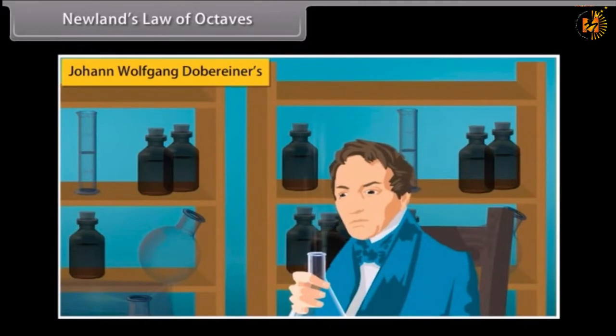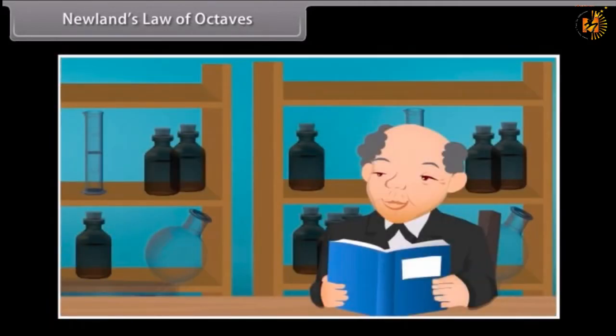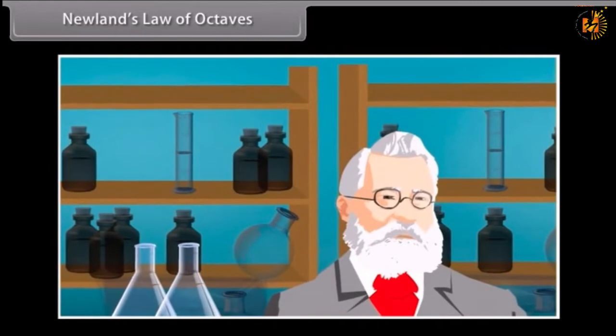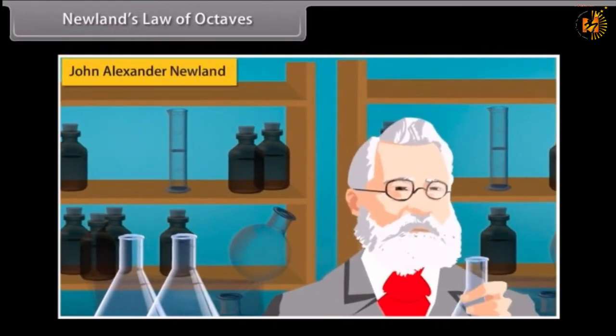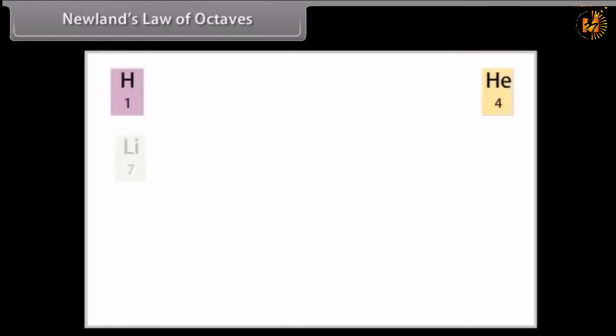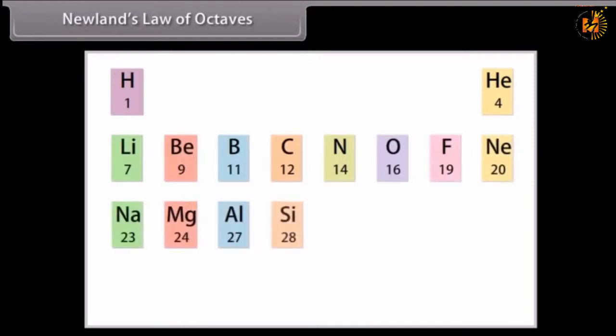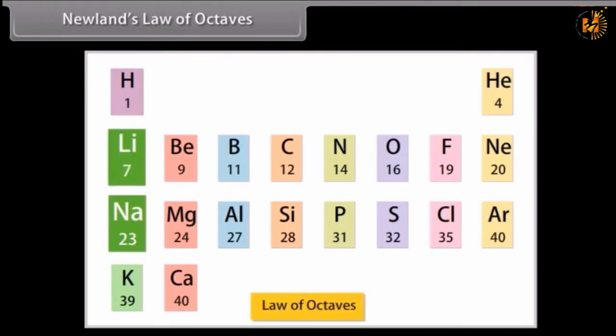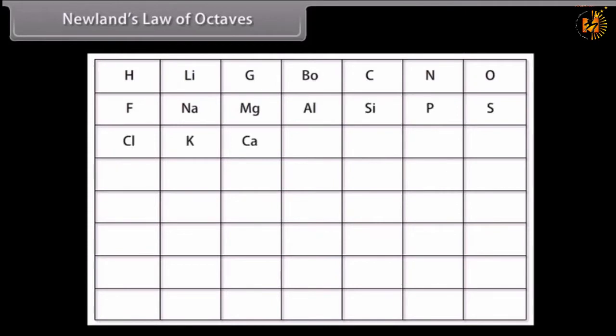Newlands' Law of Octaves. Dobereiner's research simultaneously encouraged other scientists to start classifying elements. The triads were not useful as they could classify only 3 elements at a time. In 1864, John Alexander Newlands, an English chemist, discovered that when elements are arranged in the increasing order of their atomic masses, every 8th element had properties similar to the first element. This is called the law of octaves. However, all elements could be arranged in this order only till calcium, even though there were more than 60 elements available at that time.